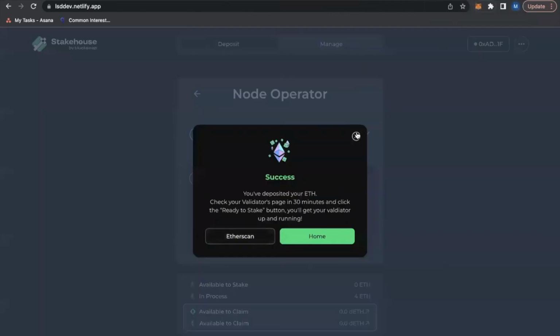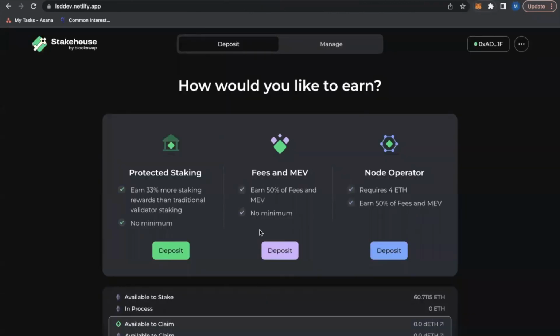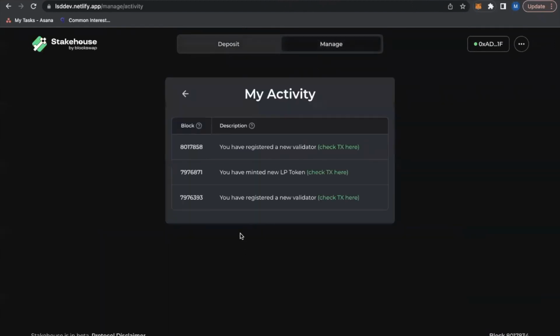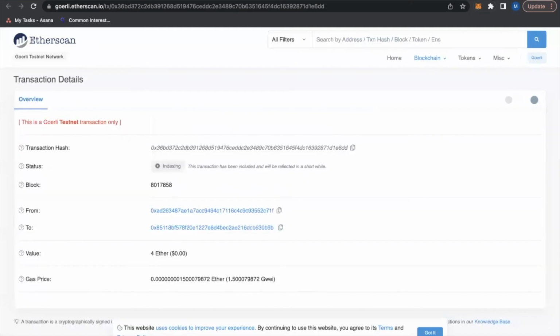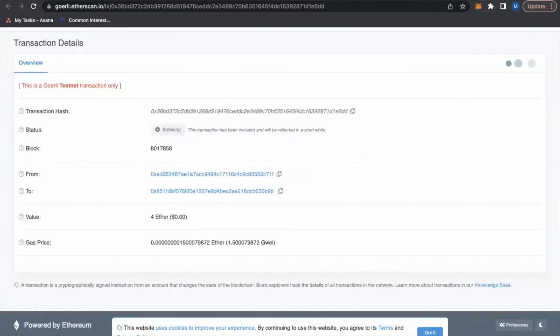Meanwhile, until this transaction finishes, let's see if I have any activity here. Oh, see this? You have registered a new validator. This is the same address here, same transaction here. So you get to manage it. If I send another 28, would it actually stake? Yes, sir. It should. It will.